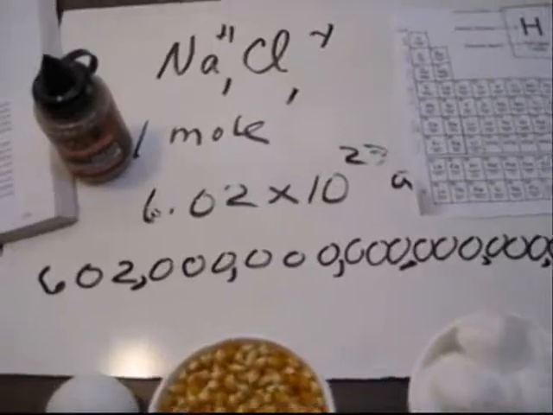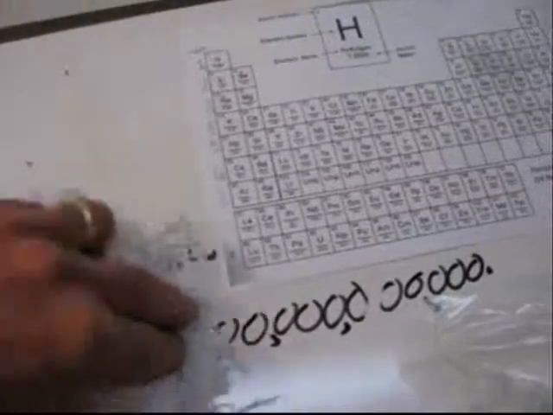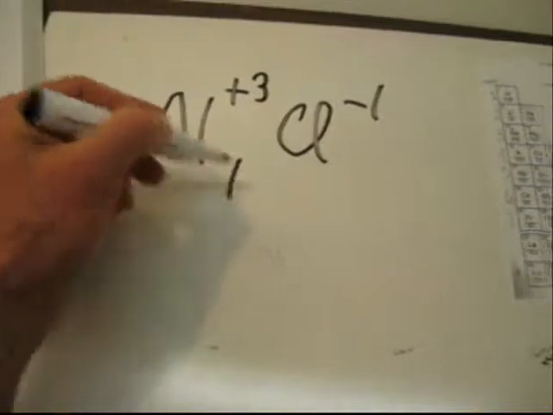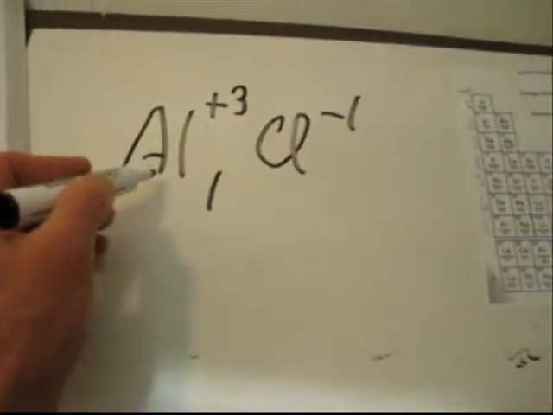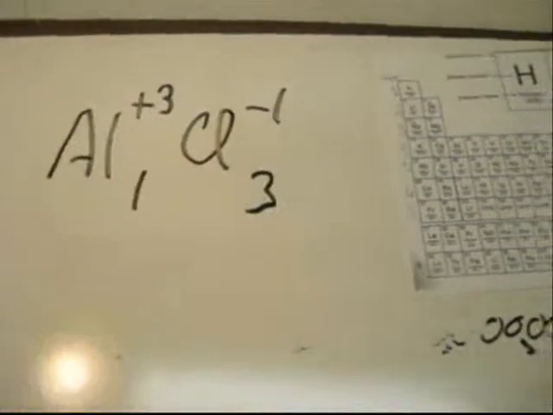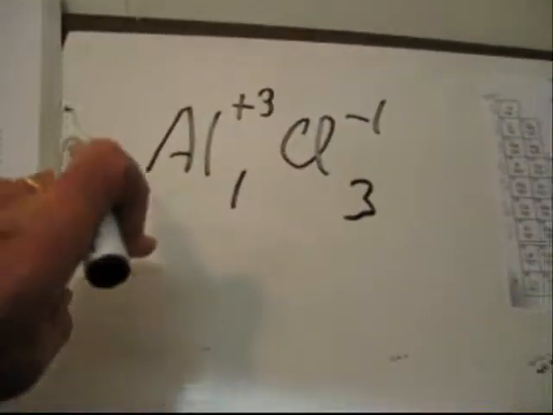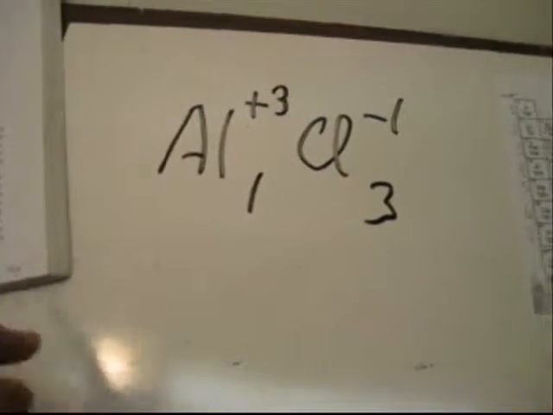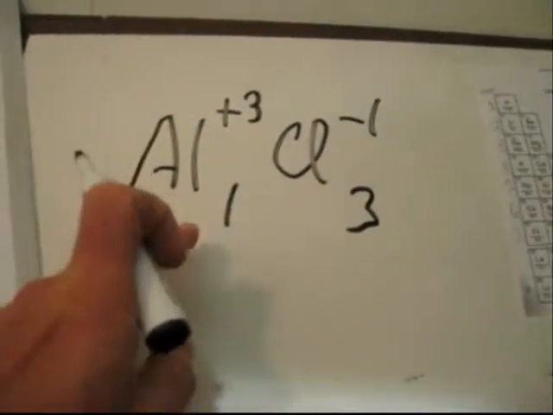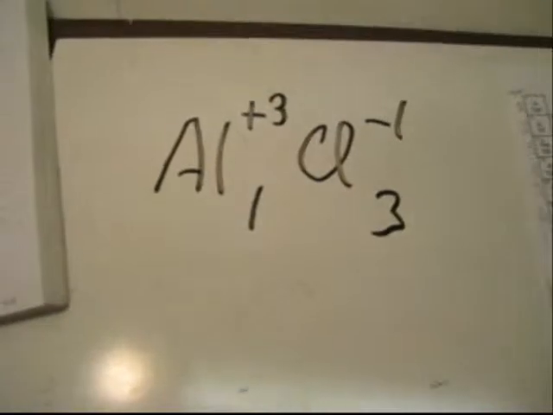Let's look at that for just a minute. Let me get the BBs out of the way. Let's say we have a compound. Let's just do aluminum chloride here. Recall aluminum, Al, has a charge of +3, chlorine -1, so it takes 1 aluminum atom for every 3 chloride anions.